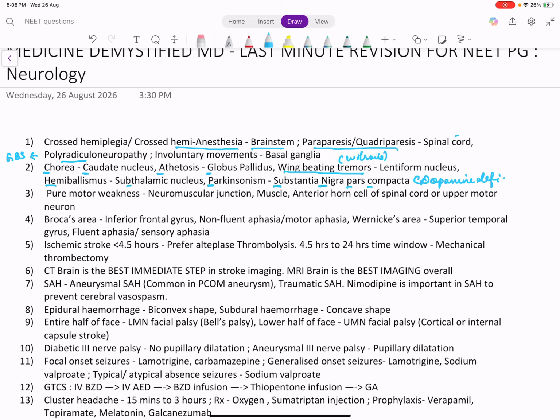If there is a pure motor weakness, that is without any sensory involvement, think of neuromuscular junction, muscle, anterior horn cells of the spinal cord, or the upper motor neuron. That is called motor neuron disease. It could be lower motor neuron disease or upper motor neuron disease. There is pure motor weakness.